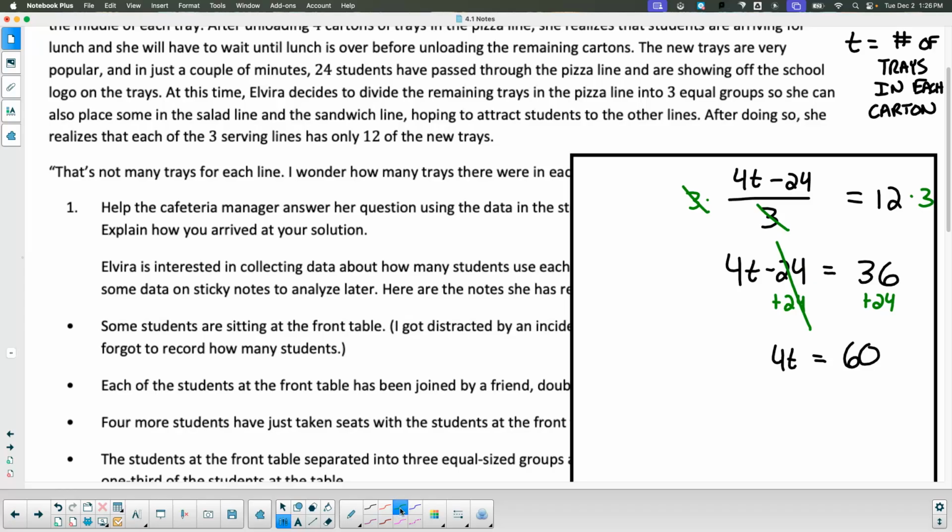What's next? Divided by 4. So that cancels out that multiplying by 4. So what's left on the left side? T. What's the right side? 15. Oops, that's a bad 1-5. But because it's a word problem, 15 trays.